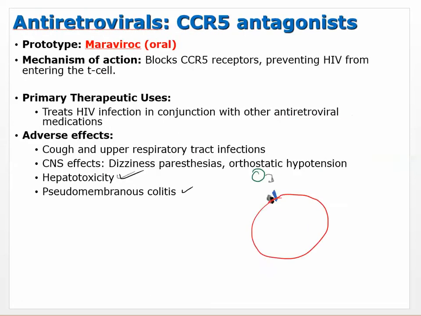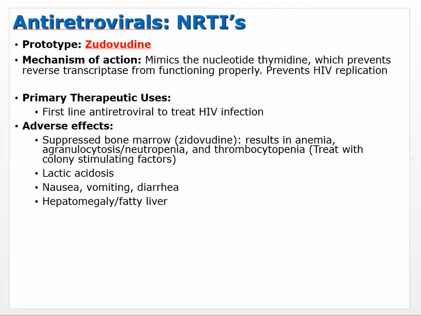Sorry, I was stuck on retroviral. Reverse transcriptase inhibitor. Yeah, that's better.